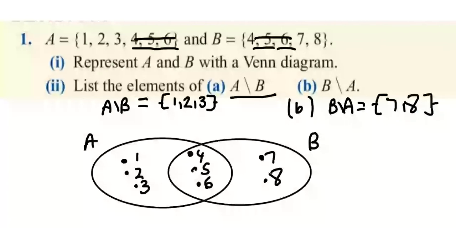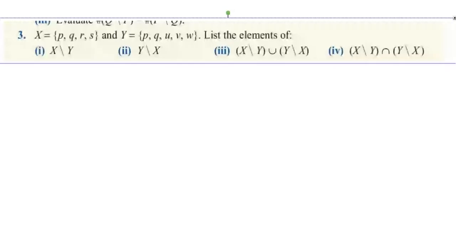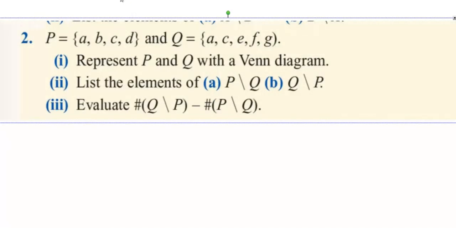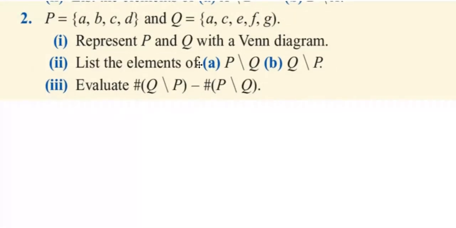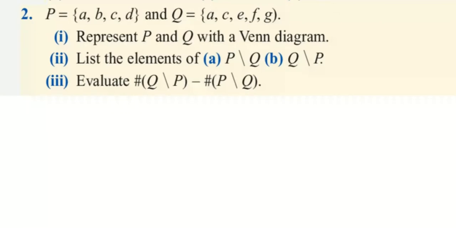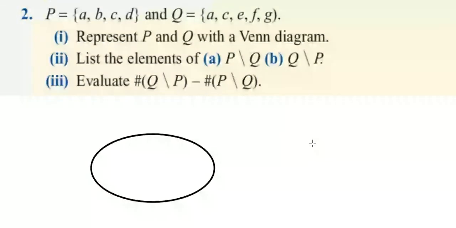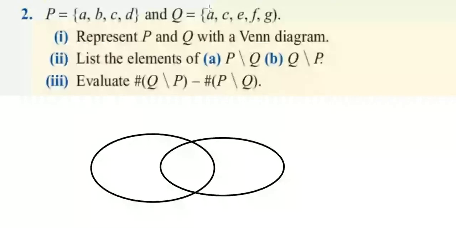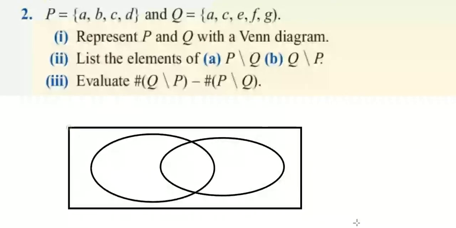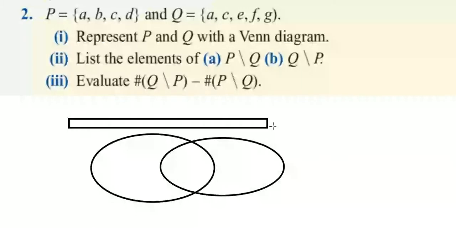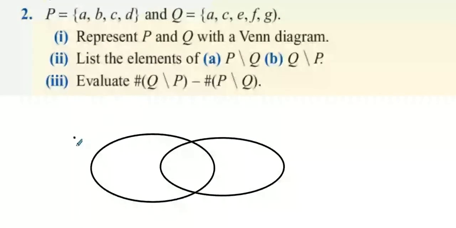Okay, now on to question 2. Well, it's meant to be 2. There we go. P and Q. So once again, we're going to get two ovals to represent P and Q. Oh, sorry, no need for the rectangle, my bad. P and Q, once again, start in the middle.